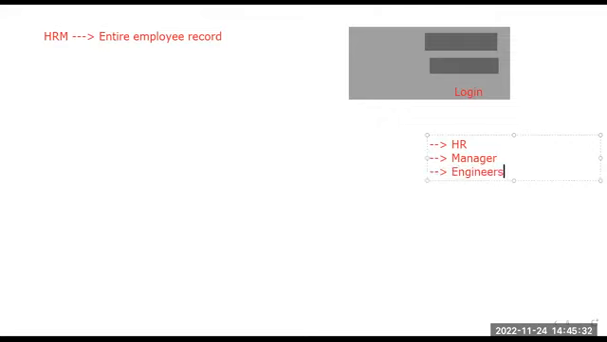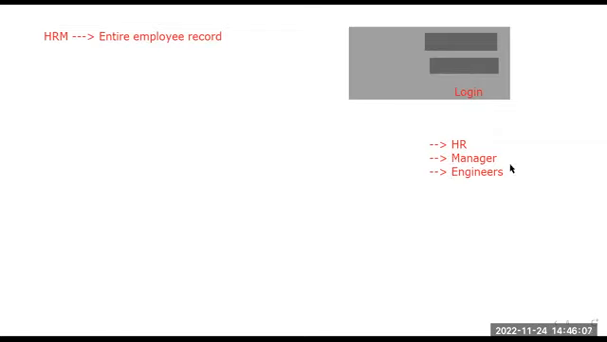Now can you tell me, as an engineer, can I check my manager's and HR's details, like their salary slip, offer letter and all? If I log into this application as an engineer with my credentials, can I see my manager details or HR details? No. Now let's say you are an HR and you are logging into this same application. In this case, can you see the manager and engineers' information?